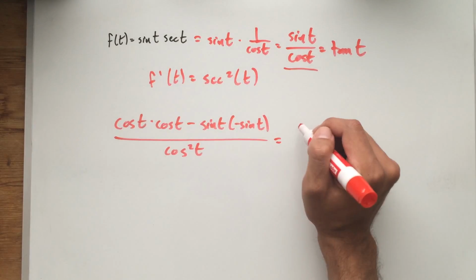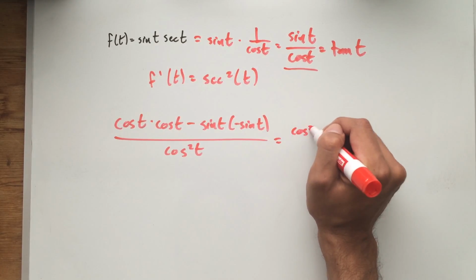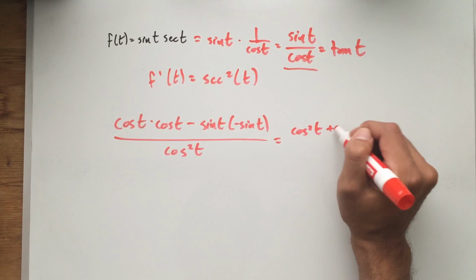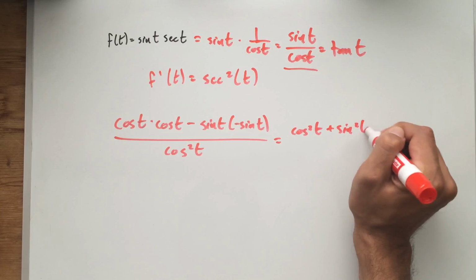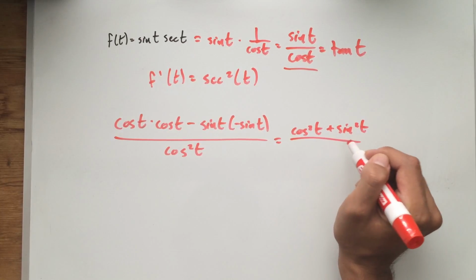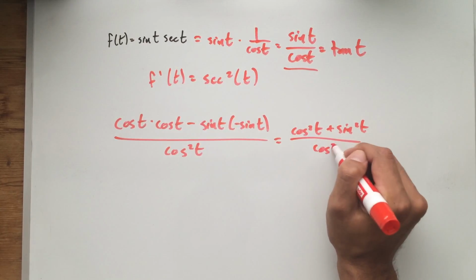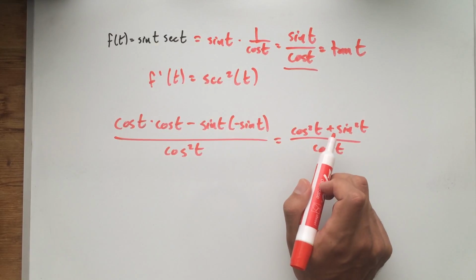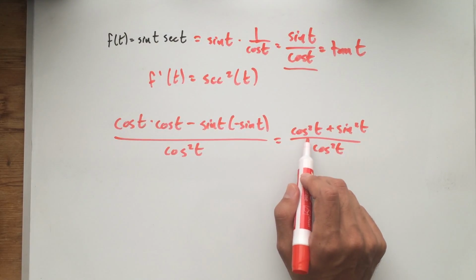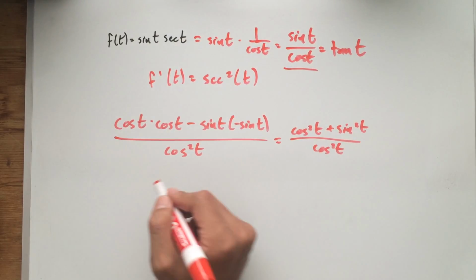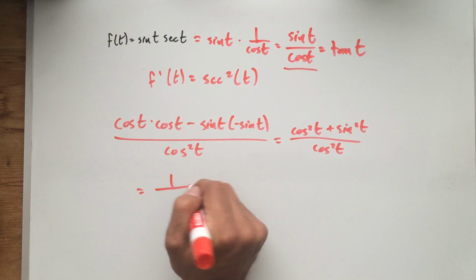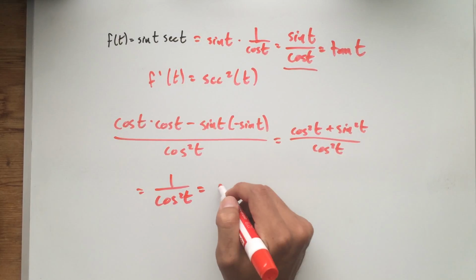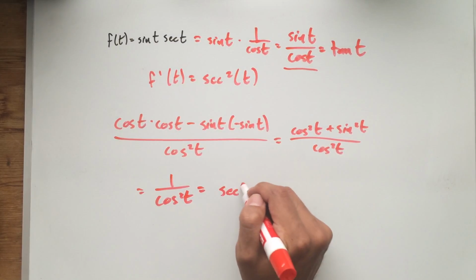So we can simplify this. We have cosine squared of t. A negative sine of t times negative sine of t is positive sine squared t. All over cosine squared of t. So there's the basic trig identity, cosine squared of t plus sine squared of t equals 1. So you have 1 divided by cosine squared of t, which is the same thing as secant squared of t.